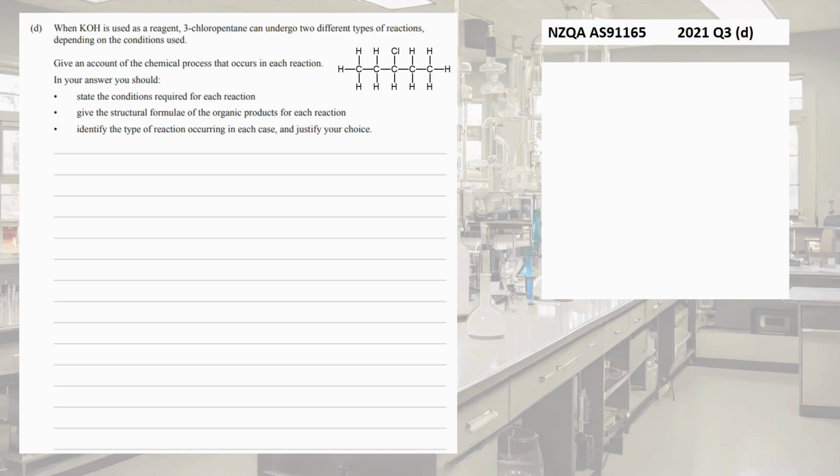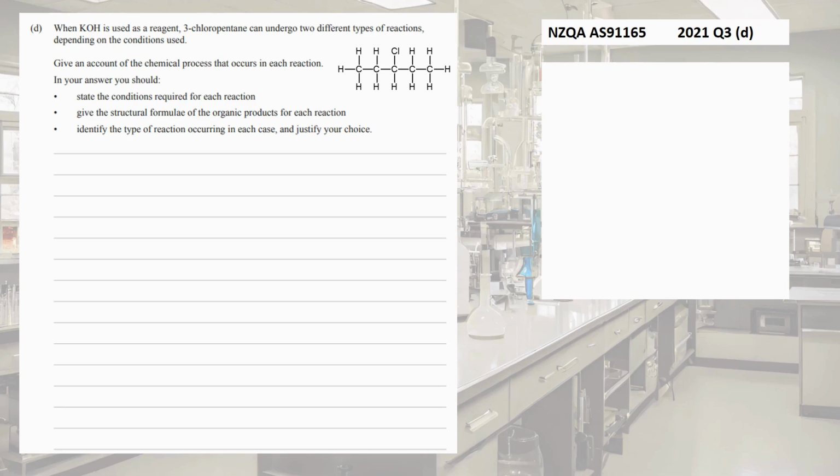Okay, so this is question D. It's question 3, the last part of the last question of the paper, and it says when potassium hydroxide, KOH, is used as a reagent, 3-chloropentane can undergo two different types of reactions depending on the conditions used. Okay, so let's unpack this. Reagent means it's a chemical used to make the reaction happen or to change the organic molecule. Here we're going to change a haloalkane to something.